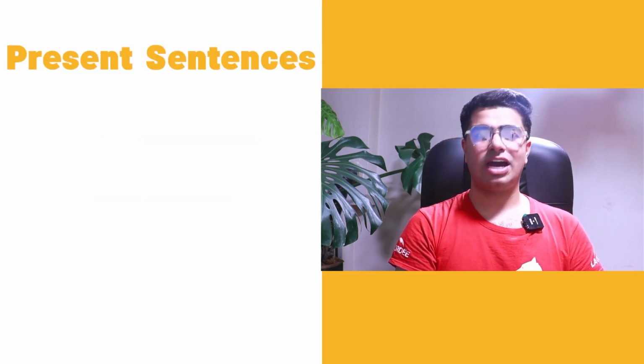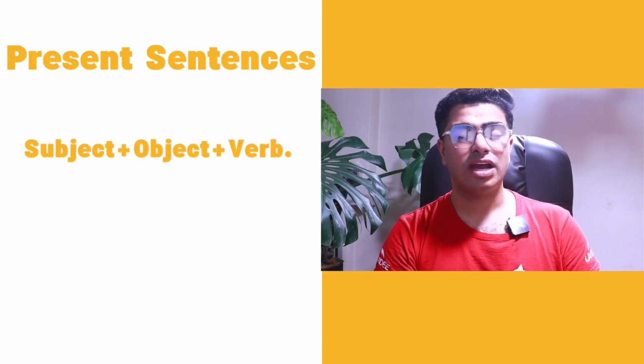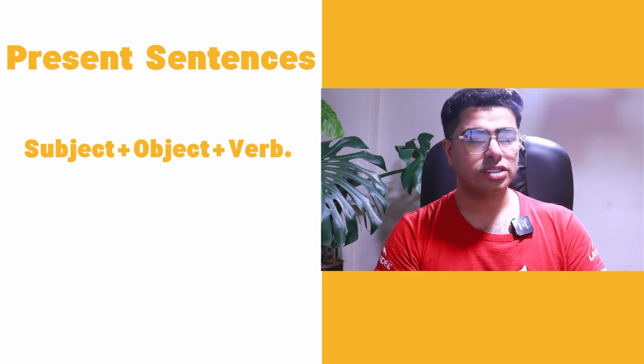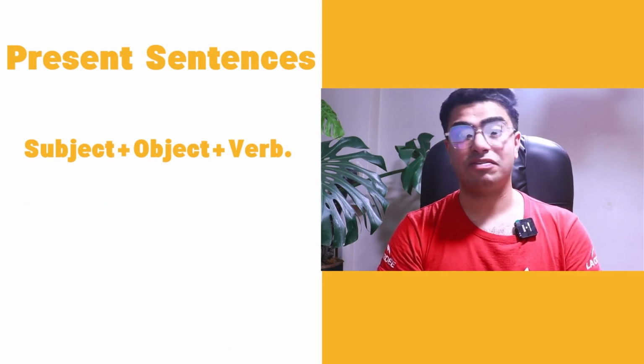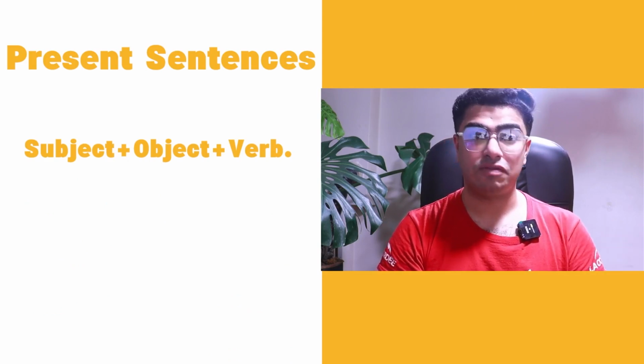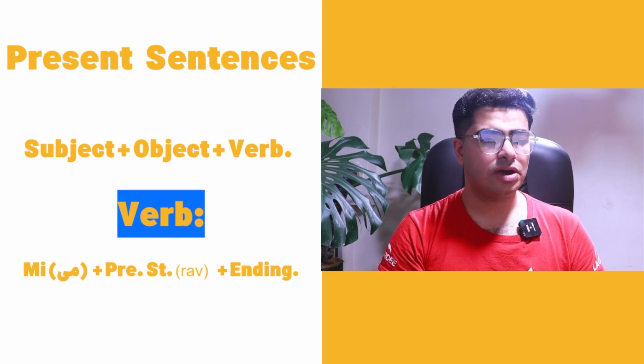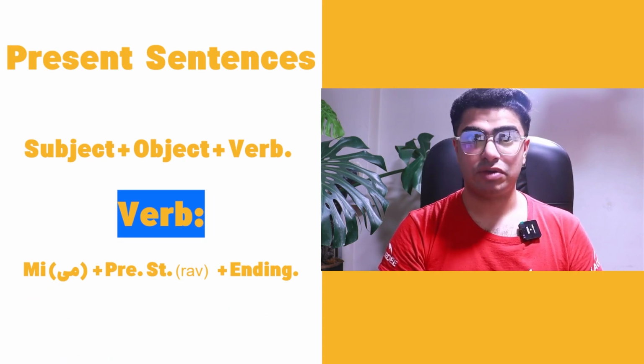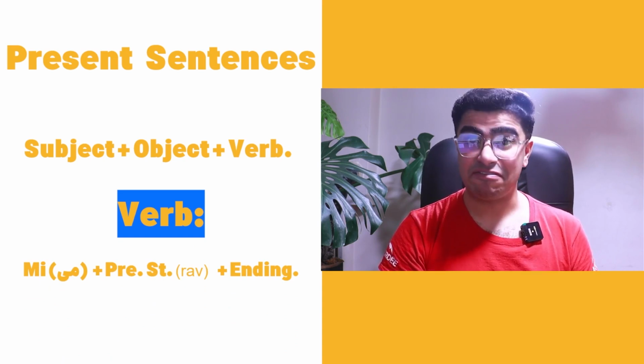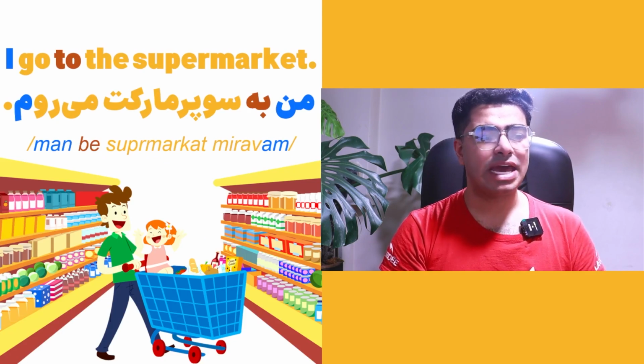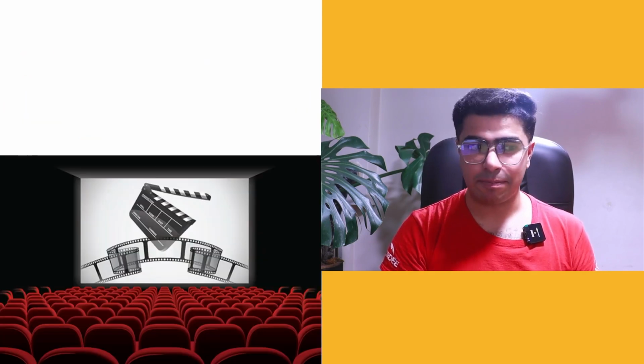Alright, I think it's time to talk about present sentences. And as I told you before, it follows the same structure. Subject, and after it an object, and at the very end of our sentence, we got the verb. And when it comes to the verb, here it is how it's made. Me plus a present stem, rav, for the verb to go. The present stem is rav. And the ending. For example, I go to the supermarket. من به سوپرمارکت می روم.